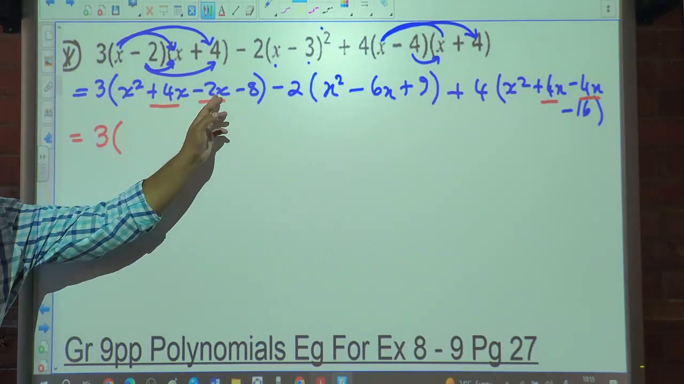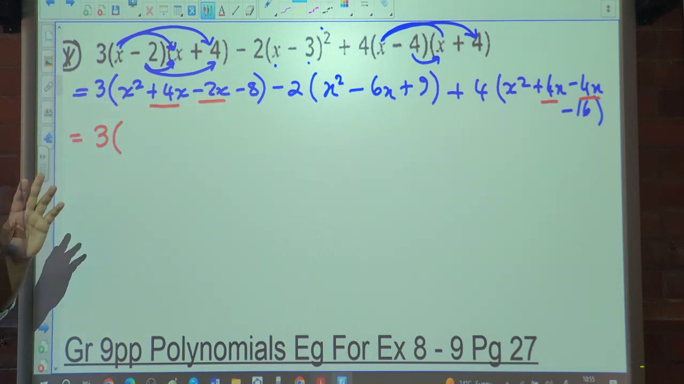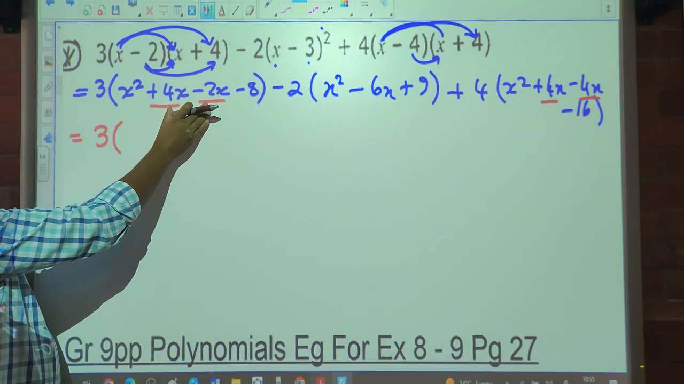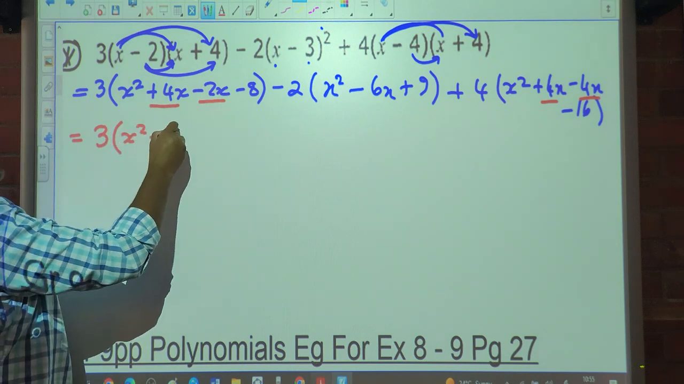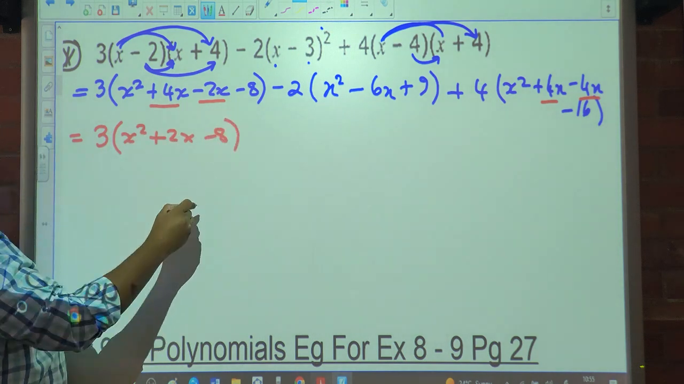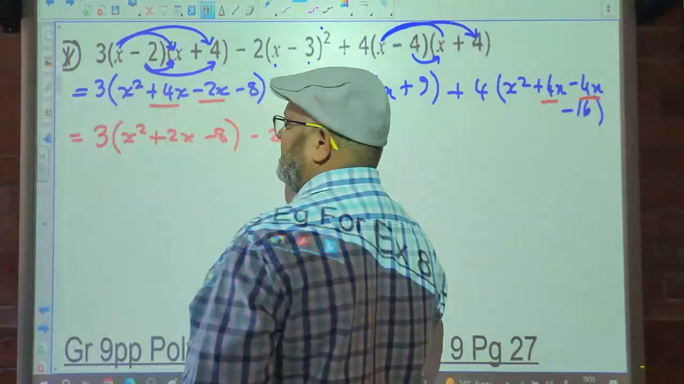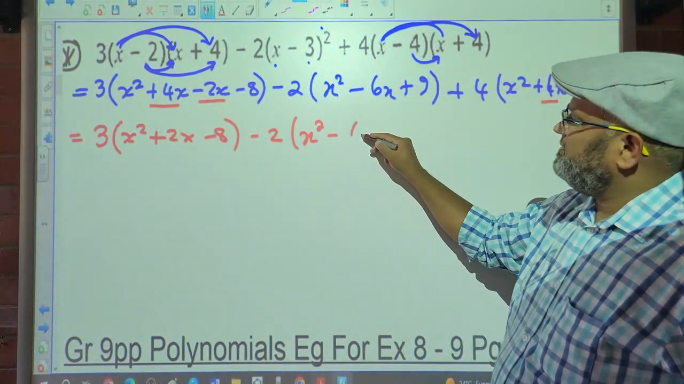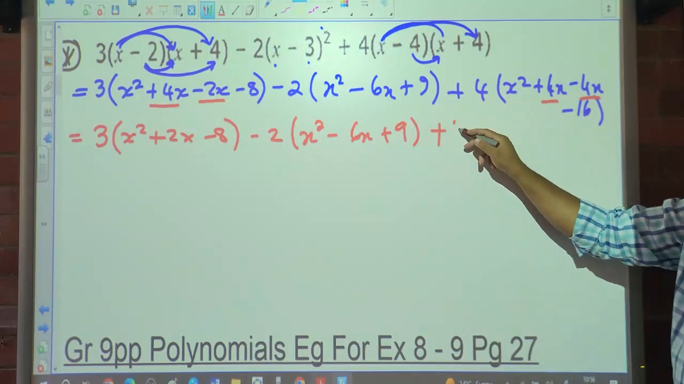So what is 4x minus 2x? What's 4 minus 2? 2. Yes, you guys are showing some promise there. So 4x minus 2x is 2x. It's x squared plus 2x minus 8. Is there any like terms inside this bracket here? No. It remains x squared minus 6x plus 9. Plus 4 into.